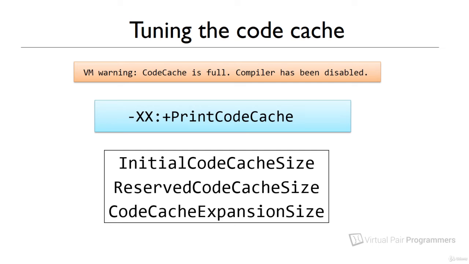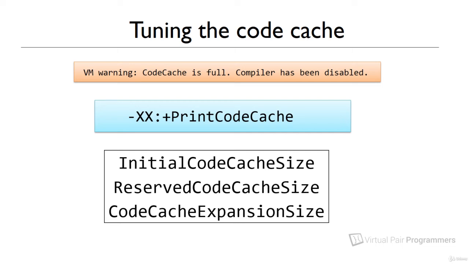Initial code cache size is the size of the code cache when the application starts. This is normally quite small. The default size varies based on your computer's available memory, but it's often around 160 kilobytes. Reserved code cache size is the maximum size of the code cache. In other words, the code cache can grow over time up to the size of the reserved code cache. So using the initial code cache size and the reserved code cache size, we can say how much we want it to be initially and how much it could grow up to if needed.